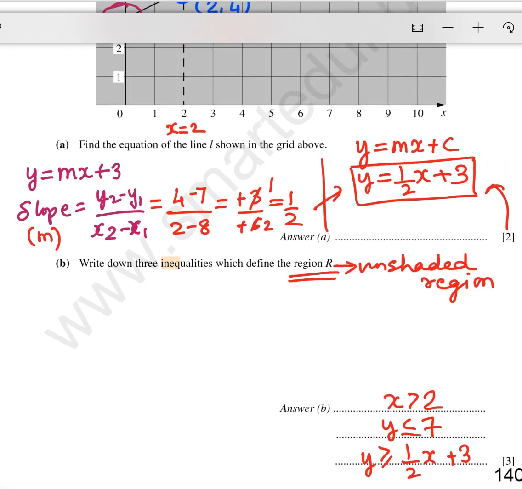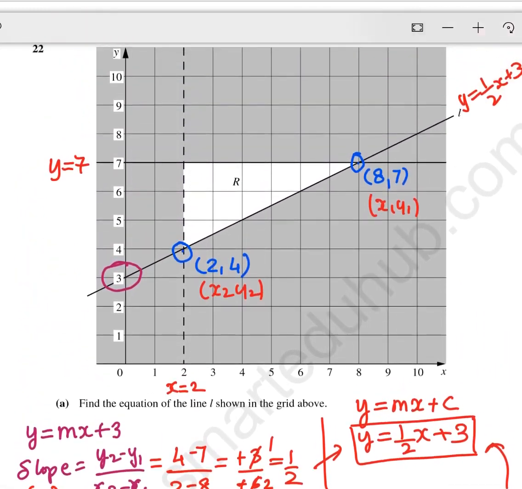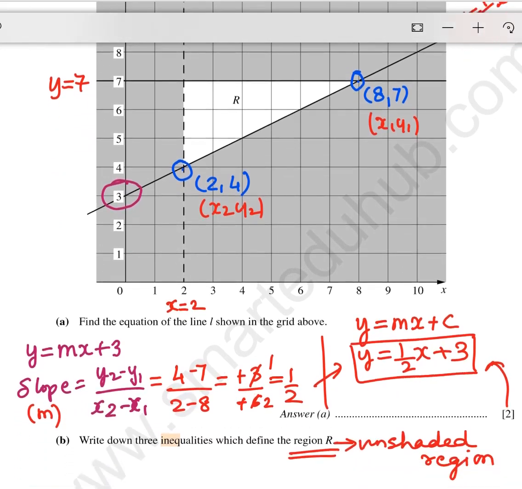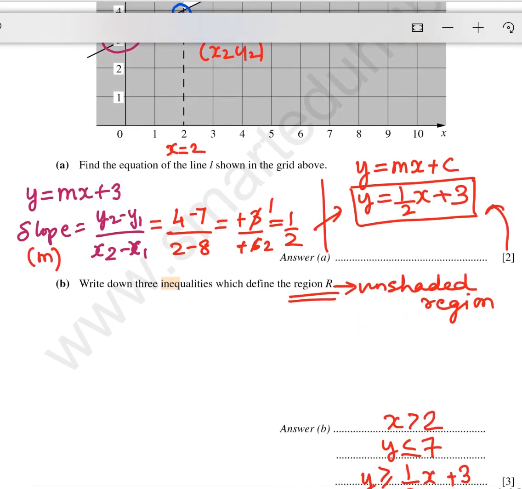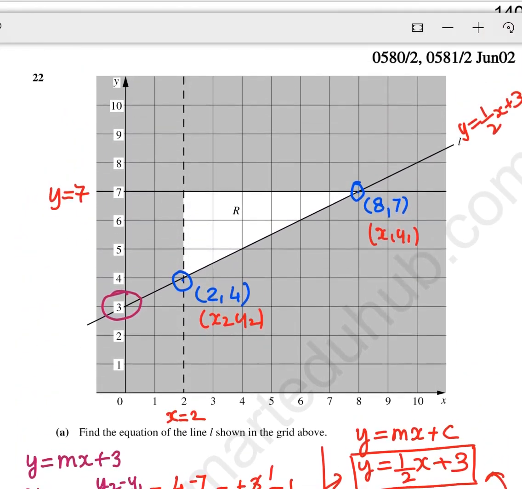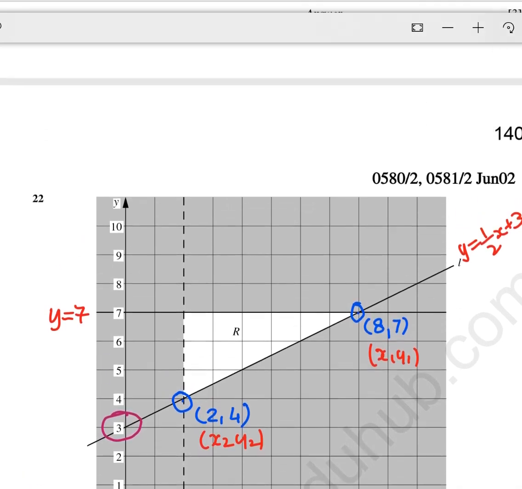So this is how you identify the equations of lines and find the inequalities defined by the unshaded region. Now it's very important to remember that they are asking us about the unshaded region, so please do not write down the shaded region inequalities instead of the unshaded region. That's why mostly children lose marks.